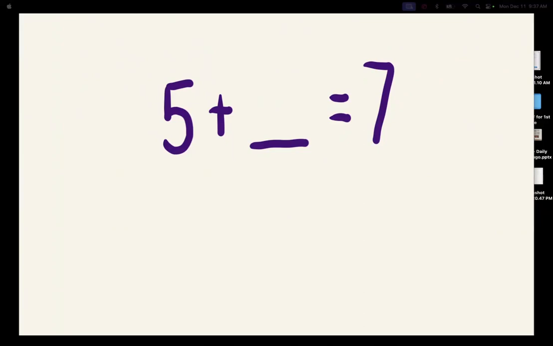Good job, Miguel. Awesome work, Ava. I like the thinking. So you have five. How many more make seven? Good job. Nicely done, Ava. Yep, you have five, one, two, three, four, five, plus two more to equal seven. That's your sum. Okay, let's try another.